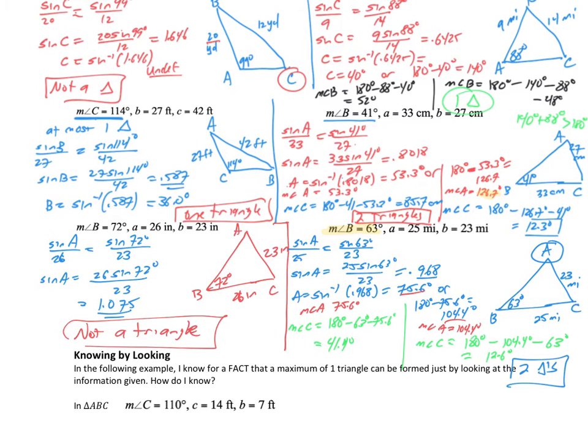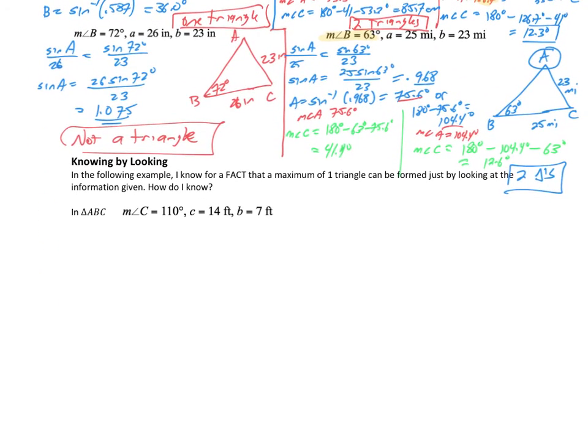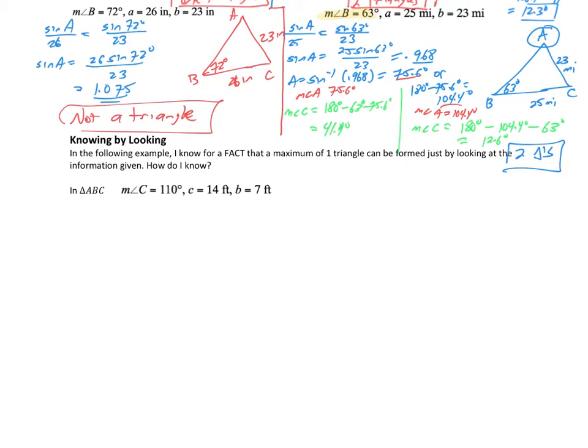All right, the next two examples we're going to see, sometimes we can tell if we have a triangle or how many triangles we have just by looking at the information without diving into the law of sines. So let's look at this first example. We're given a triangle ABC, and we're told that the measure of angle C is 100 degrees. And the question actually says, in the following example, I know for a fact that a maximum of one triangle can be formed just by looking.